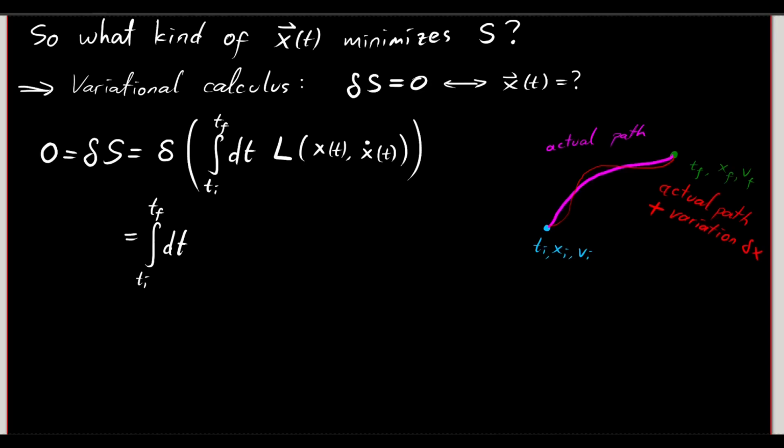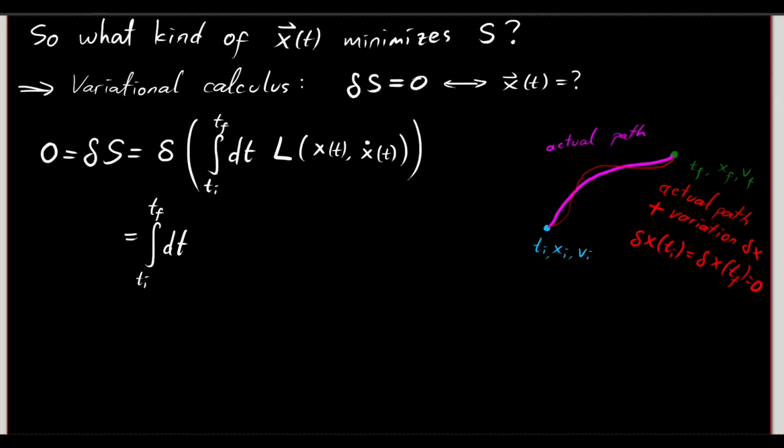One key detail about this delta x is that we know the object's initial and final position for certain, as we assume that it's given to us. It would not make sense if we also vary the endpoints. So it's common to impose the condition that delta x is 0 at t sub i and t sub f.